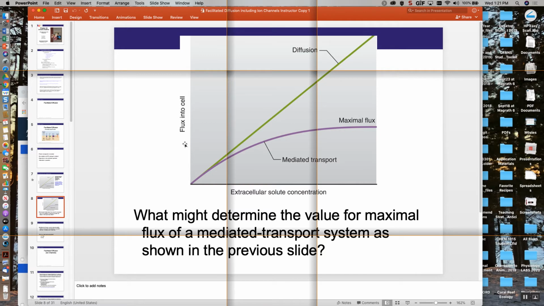Let's just think about a carrier for a minute. What else would also contribute to that max flux? Not just the number of carriers, but what else? Thinking back maybe to biology or... Perfect. Where's that coming from?